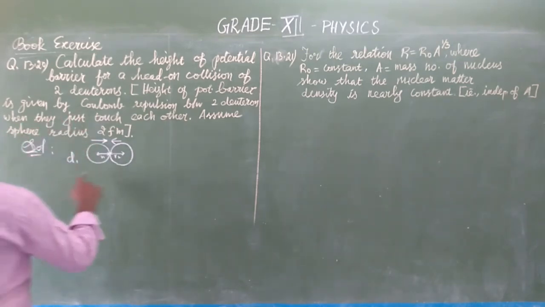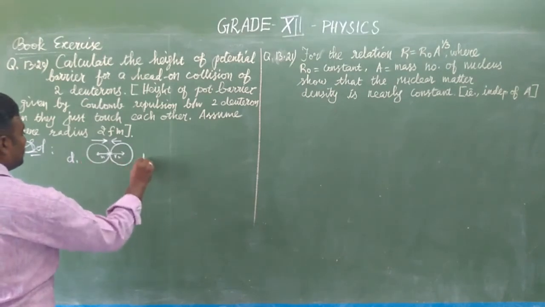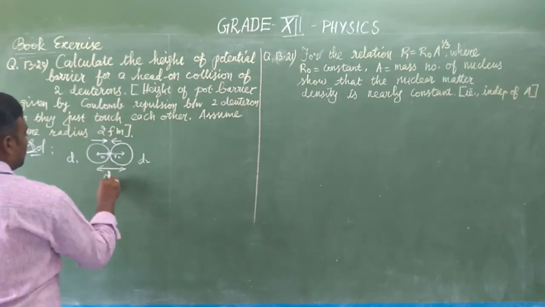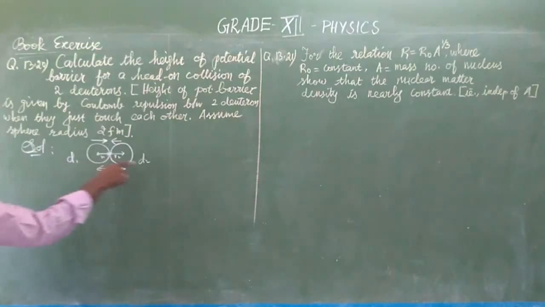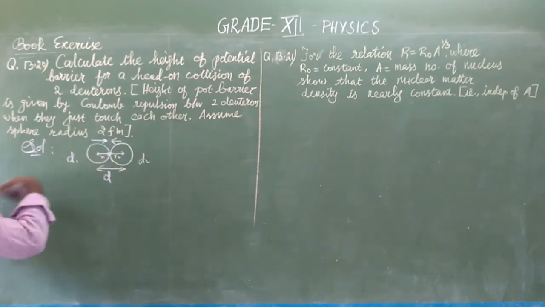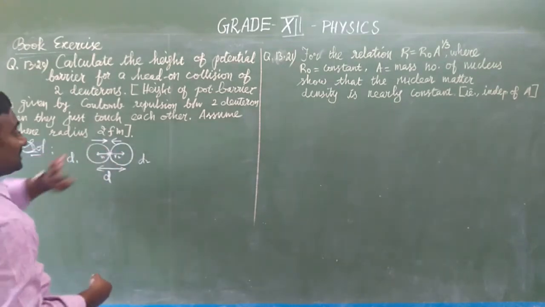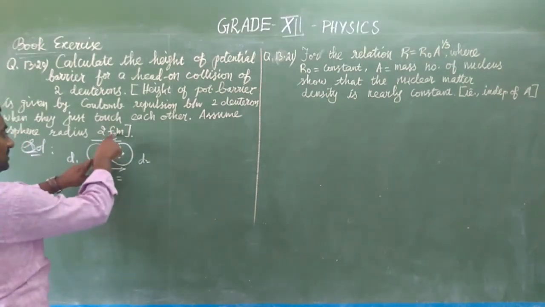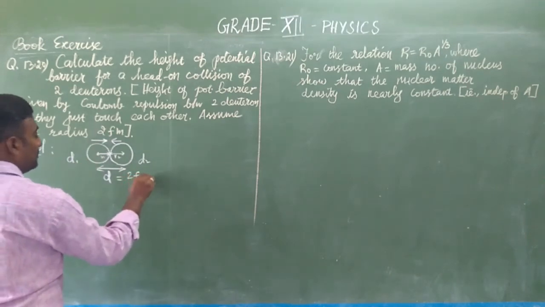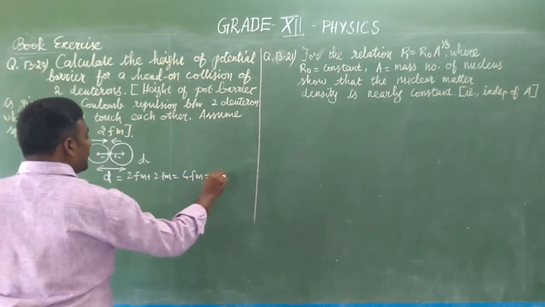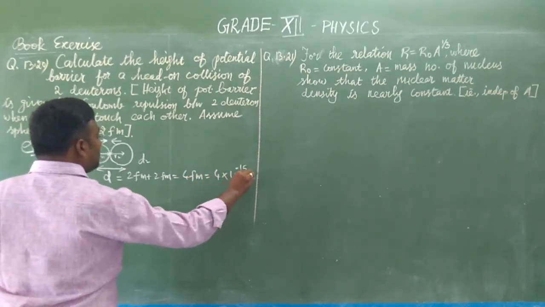Okay. So this is the first deuteron, and this is the second deuteron. The mean distance, this is D for deuteron, don't think of it as D1 and D2. D1 stands for the first deuteron, D2 is the second deuteron. But D is the distance of closest approach when the two deuterons come in direct contact, just touch each other. So the distance is 2 fermi-meter plus 2 fermi-meter, which is equal to 4 fermi-meter. That we can write as 4 into 10 to the power minus 15 meter.